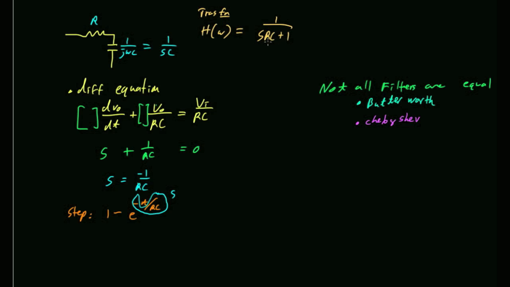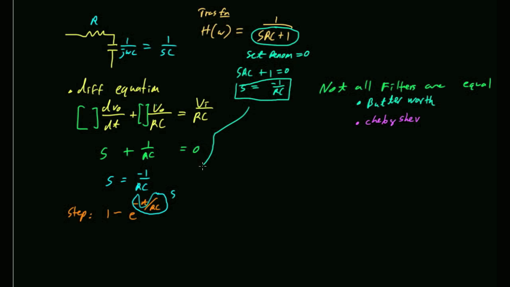Then we said this is a low-pass filter, and if you want to know where the low-pass filter cutoff frequencies are, you solve for the poles, right? The values that set the denominator equal to 0. So set the denominator equal to 0. SRC plus 1 equals 0. S equals minus 1 over RC. So, which gave you more information? The transfer function or the characteristic equation?